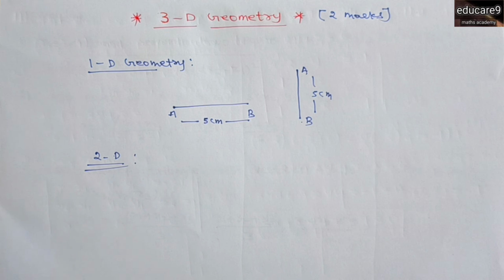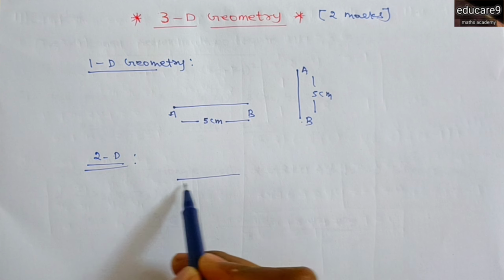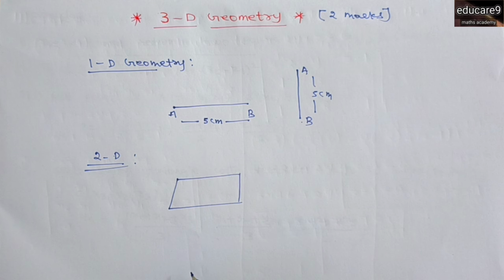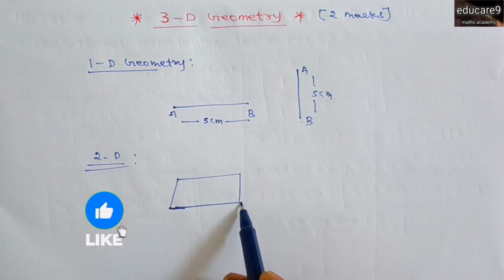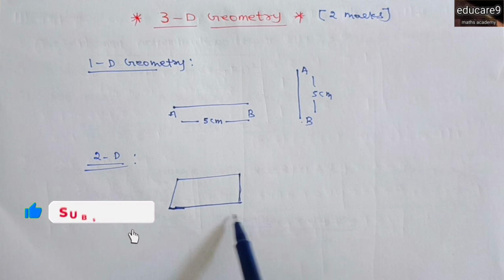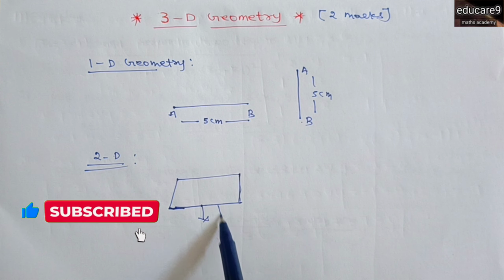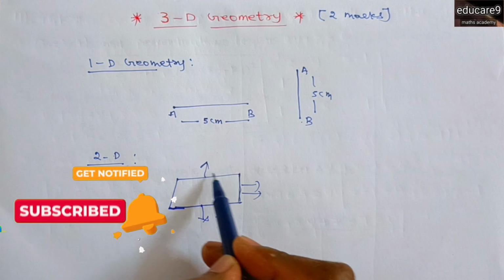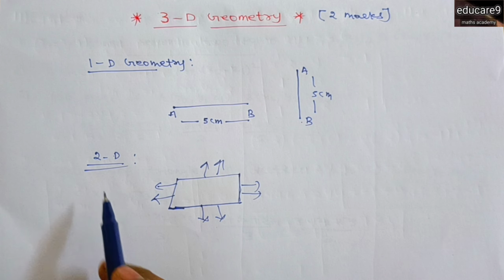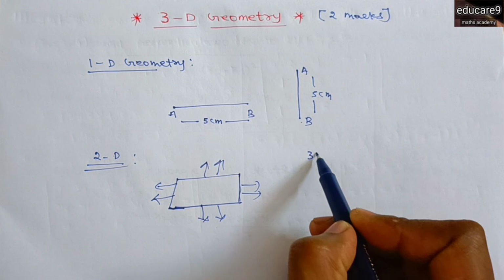Next one, two dimensional geometry, that is 2D geometry. So 2D geometry means it is having length and breadth but not particular length, particular breadth. For example, we can consider any plane. We already discussed in the previous topic that a plane is a surface. It is having length as well as breadth but not particular length, particular breadth, which moves endlessly in all the directions. That is called two-dimensional geometry.